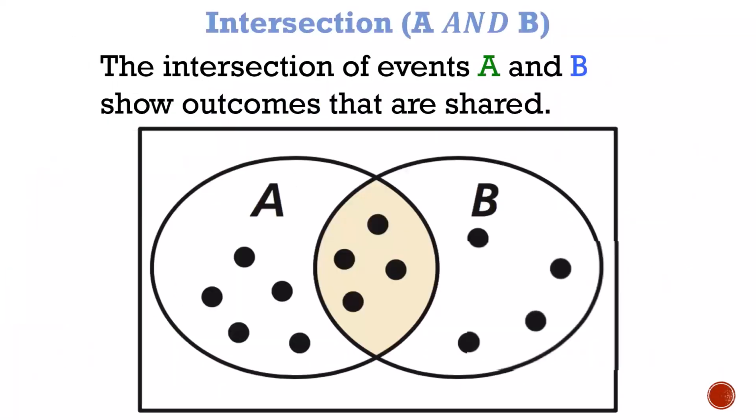This is the intersection, right? So if A is getting heads and B is getting tails, these two events should not be overlapping. So the probability of getting both of them is 0, right? I know that's weird to say, but I'm trying to show this to you.